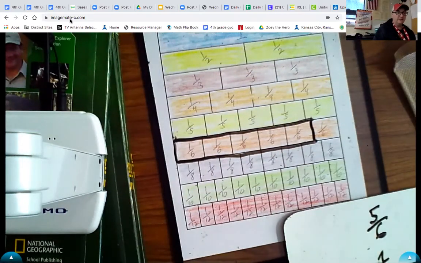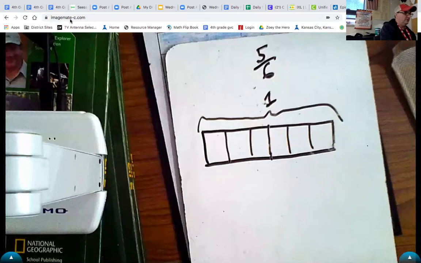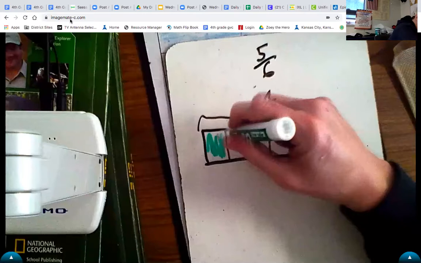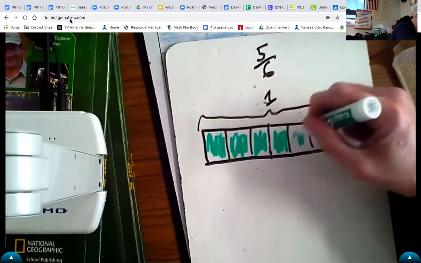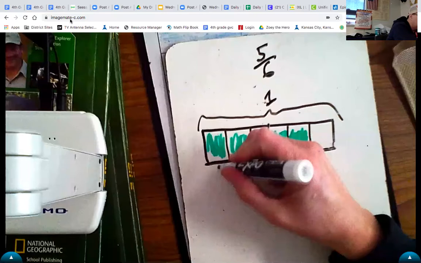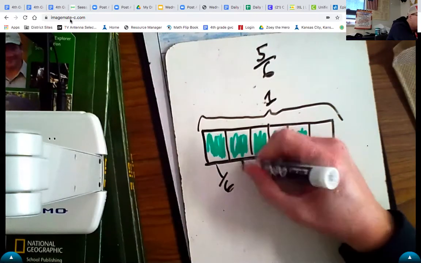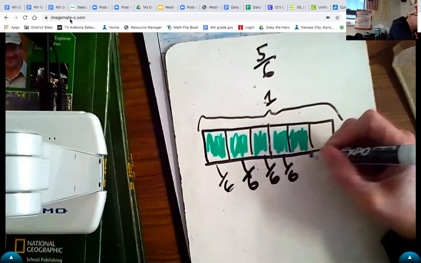That's 5/6 also. And now we want to color it in, of course. Let's go green. Green fraction. 1, 2, 3, 4, 5. 5/6. And now let's see how we can decompose it. Well, again, start with unit fractions. We got 1/6 there, 1/6, 1/6, 1/6, 1/6.